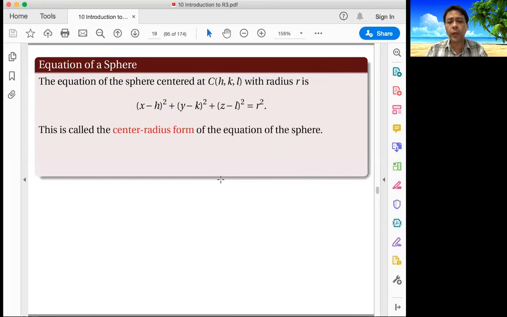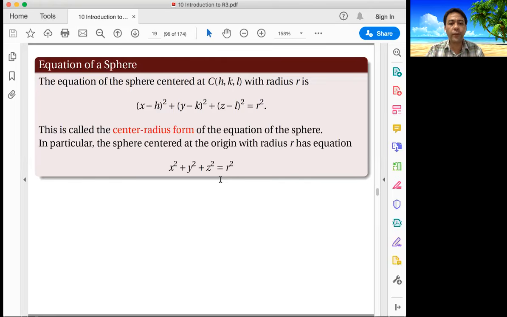Now, of course, we want to take r here to be greater than 0. Because if r is equal to 0, what do we get? If r is equal to 0, then we just get a point. And that point is what? It is the center itself. So we don't really get a sphere. What we get is a degenerate sphere, which is simply a point. Now if the sphere is centered at the origin, then h, k, and l will be zeros, and the equation will be x squared plus y squared plus z squared equals r squared.